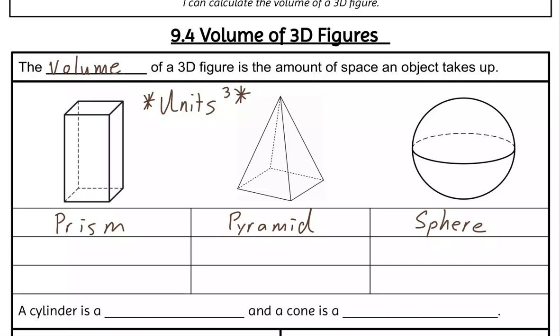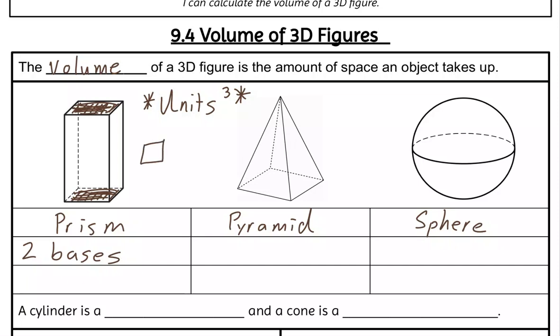Well, on a prism, we have two bases. It is this top part right here and this bottom part right here. Any prism, the bases are your two faces that are the same. So here my two faces that are the same are my two squares at the top and bottom.